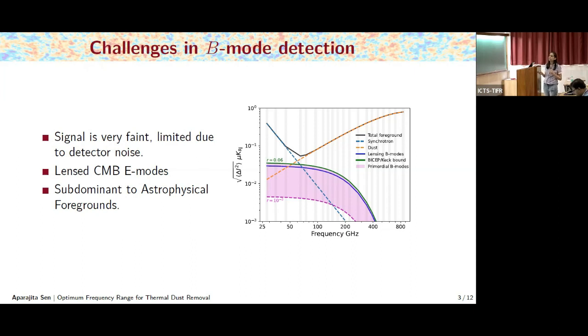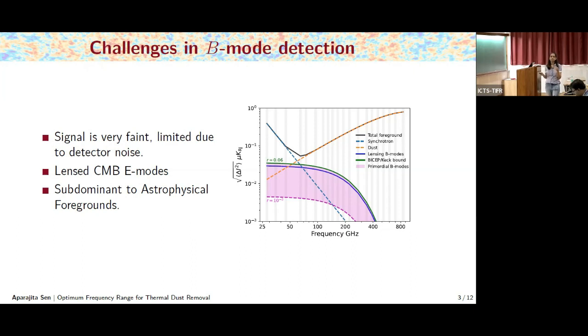Just to spend a few seconds on the figure, here you can see on the x-axis the frequency range, and on the y-axis the power of the B mode signals in the microwave range. The gray bands show all the frequency bands in the CMB Bharat. And as you can see, the total foreground is always dominating over the CMB signal, even for r equals 0.06. And this is more challenging to separate.